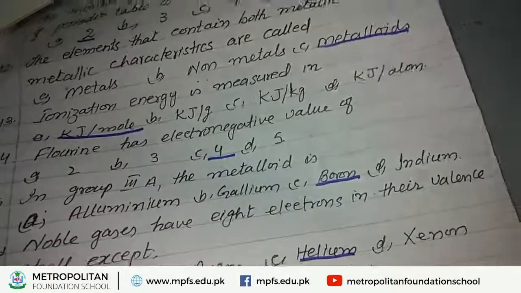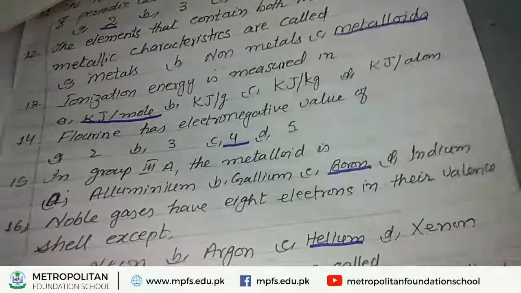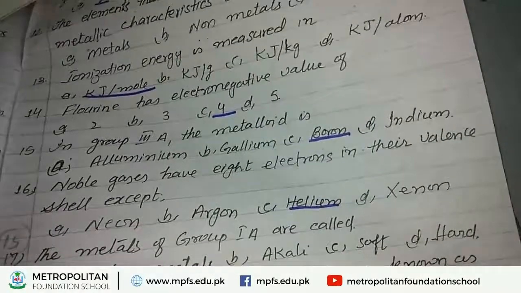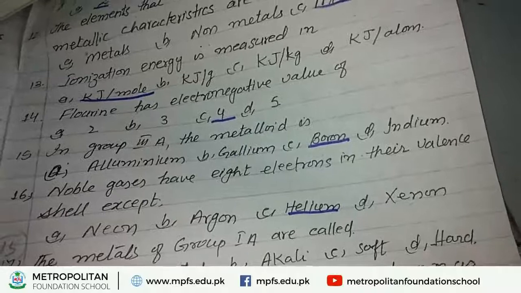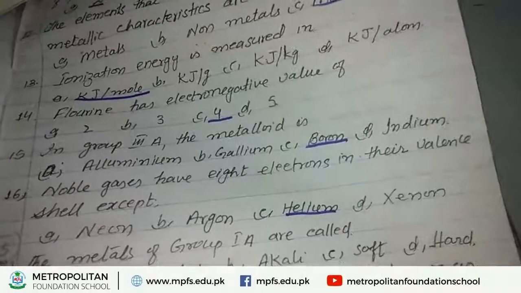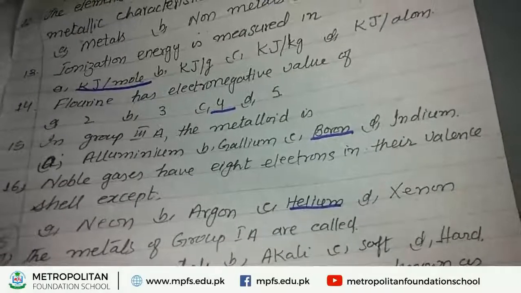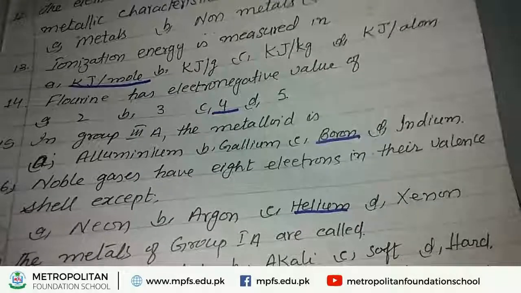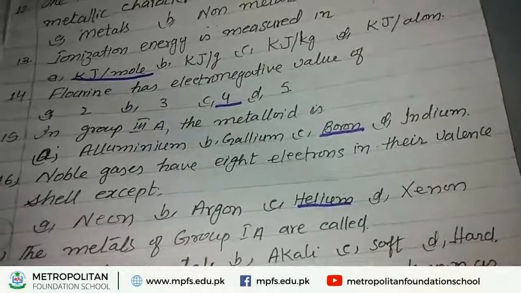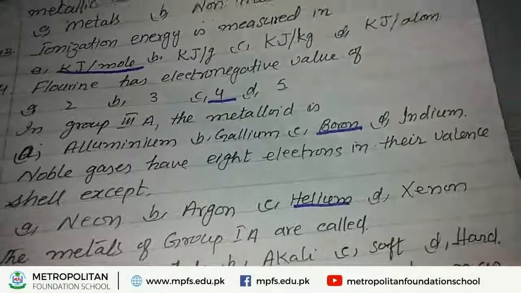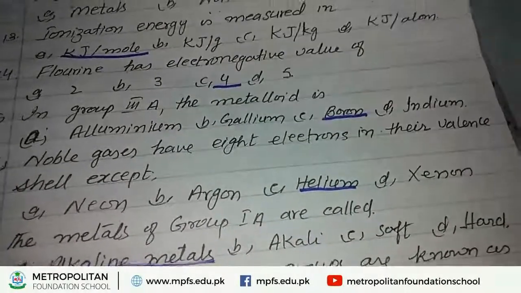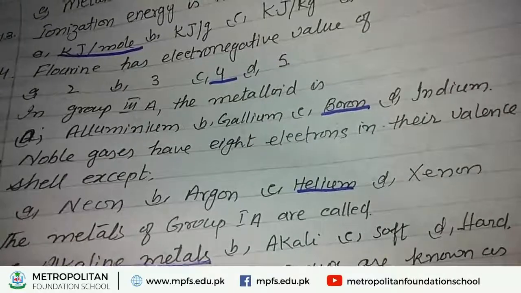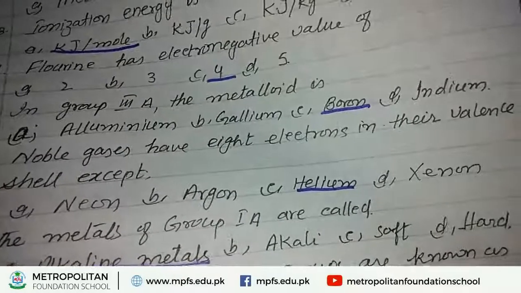Next, noble gases have 8 electrons in their valence shell except option A neon, option B argon, option C helium, option D xenon. All the noble gases have 8 electrons in their valence shell. Only one noble gas has only 1 electron in its valence shell, and it is helium. The atomic number of helium is 2 and its valence shell contains only 1 electron.